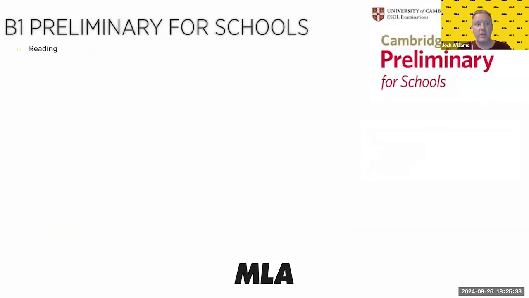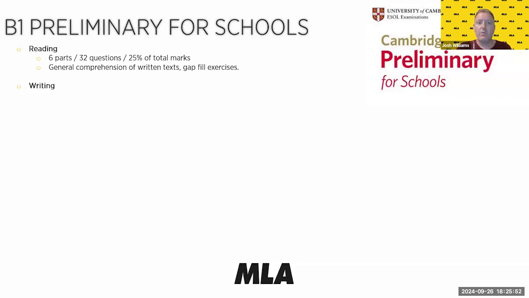Moving on to the B1 Preliminary for Schools. Sorry, the reading part has 6 parts, 32 questions, and here we're talking about 25% of total marks. Again, general comprehension of written text, gap fill exercises.